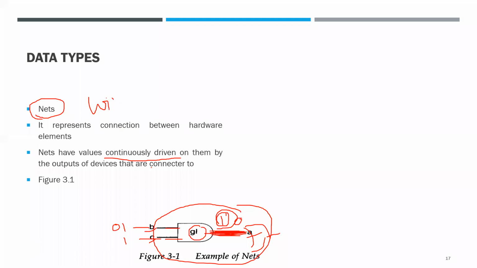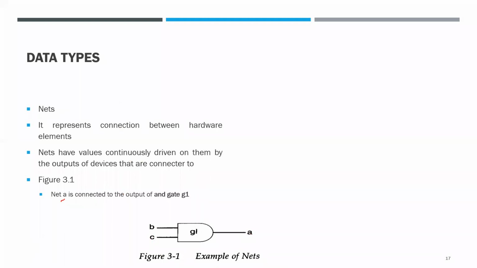So here you can see that net A is connected to the output of the AND gate 1. So this is the signal which will be either 0 or 1, and this will be driven continuously from the output of the AND gate. So either it will be 0 or 1. So we are basically trying to specify these things.